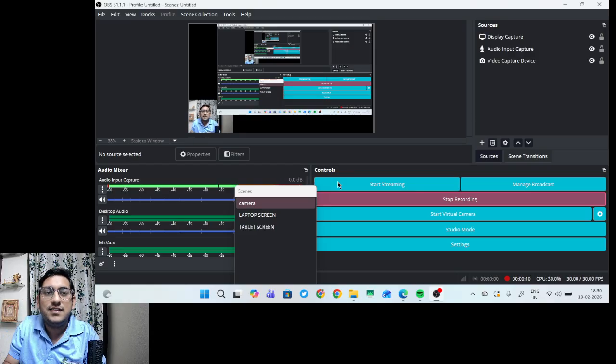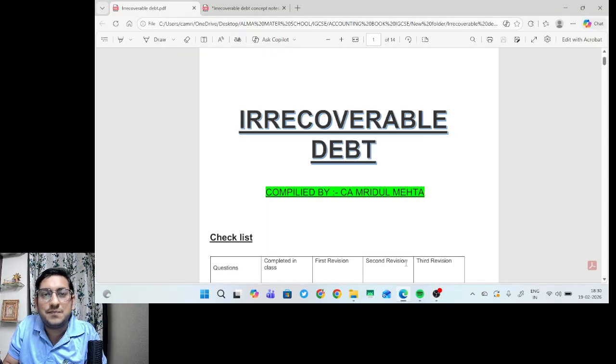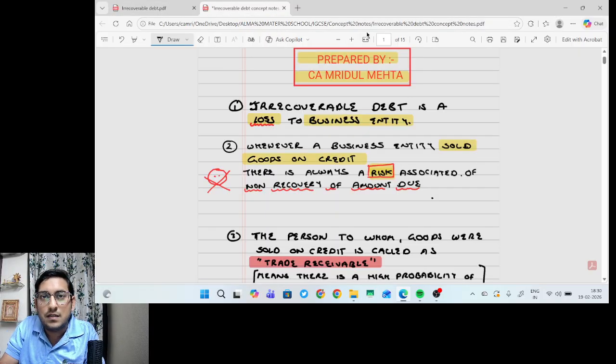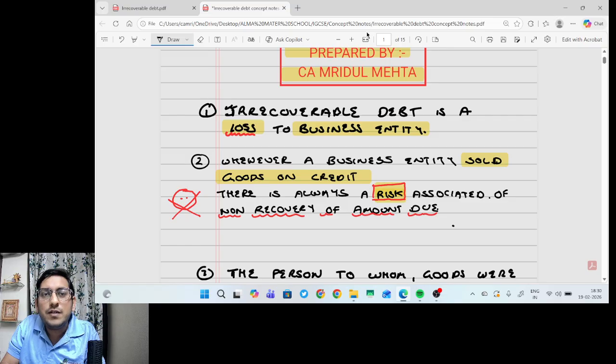So, let us understand the concept of irrecoverable debt. Before doing the question, let us quickly understand the concept. What is irrecoverable debt all about? Whenever a business entity sells goods on credit to a customer, there is always a risk that the money may not be recovered. That risk is called the risk of irrecoverable debt. Irrecoverable debt is a loss to the business entity, right?